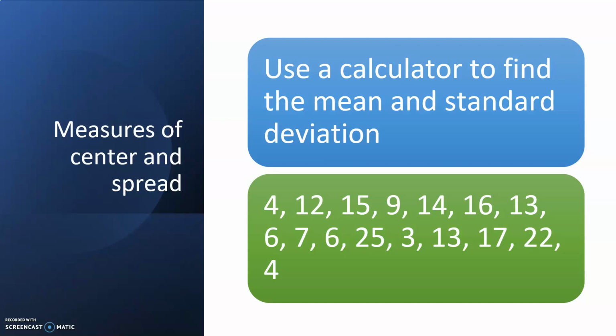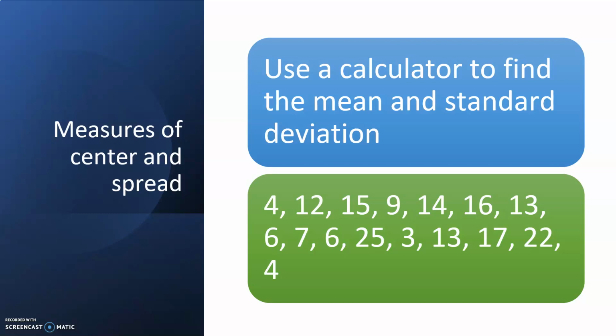So the measures of center include mean, median, and mode. We're going to really focus on mean today. Mean is when you add up all your numbers and you divide by how many there are.